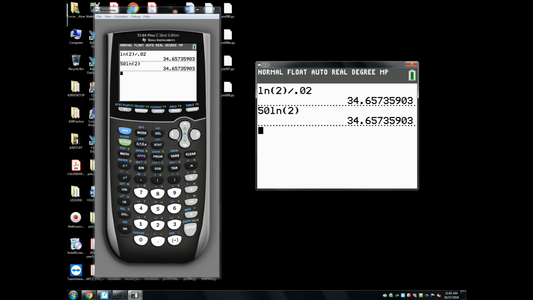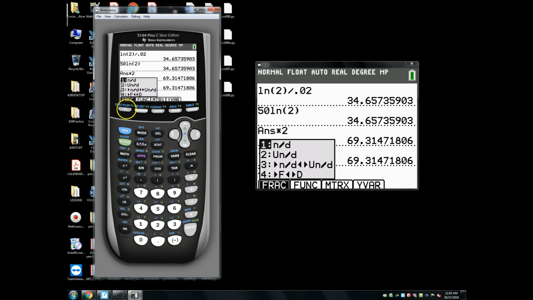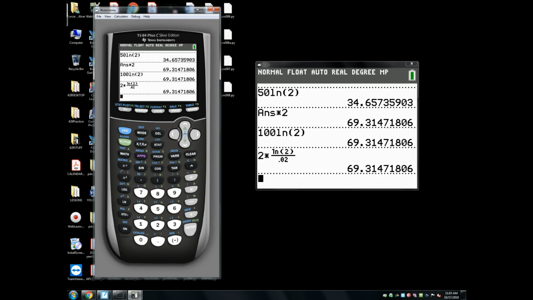So I'm going to take this, and the previous answer times 2, and round that off to 69.315, which is not the same thing you would get necessarily if you doubled 34.657. Or, of course, you say 100 ln 2, or you could say 2 times, just to be fancy, ln of 2 over 0.02. Same thing, so 69.315 days.